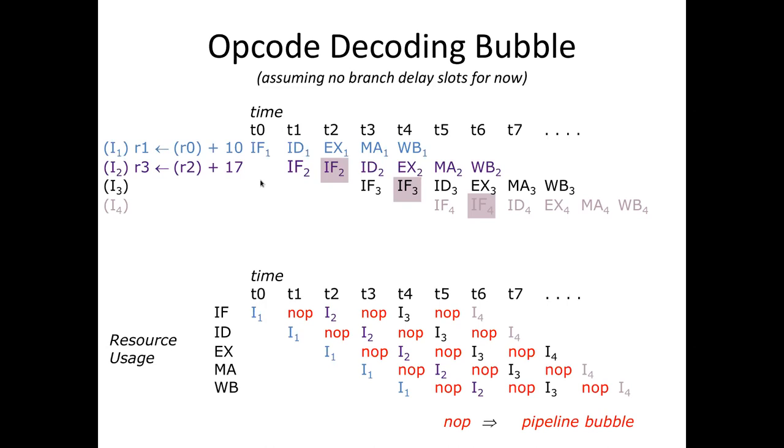And if we look at this one, it doesn't look too bad. We just have two instruction fetches, but when we look at the actual resource usage, it's pretty bad. Instruction one has to be fetched and then decoded before we start on instruction two. There's a bunch of no ops, a bunch of wasted time in our pipeline. We're going to get a CPI of two at the very minimum. That's not good. We don't like a CPI that's really high.